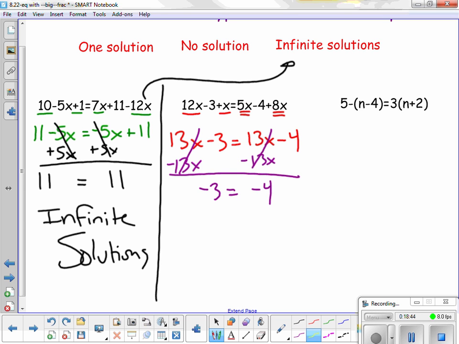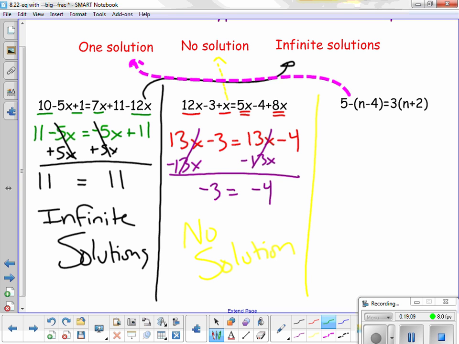Well, now I'm left with negative 3 equals negative 4. Is that ever true? No. So the answer to this is no solution. So that means that the answer to this problem is no solution, which means then that this, by default, should be one solution, but let's test it to be sure.